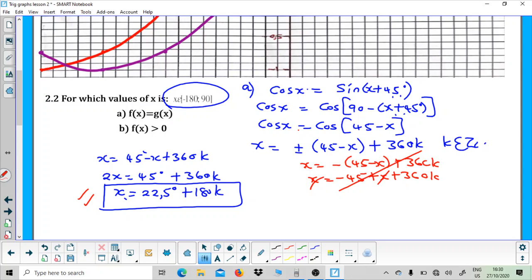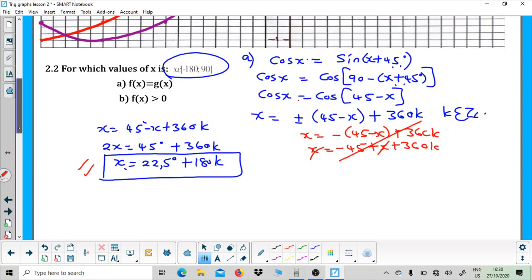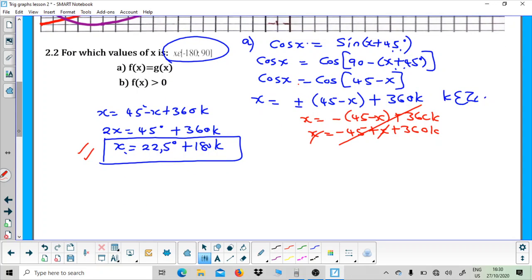So what we do is we play around with the k value. Remember our domain is right here. We are from negative 180 to 90. We want to know all the points of intersection in that domain. So if I put k of 0, do you see I'm getting 22.5? I know that that is a solution. It is in the domain.